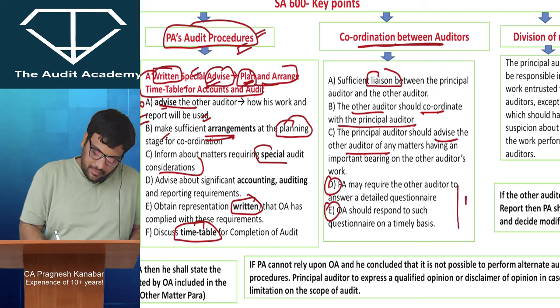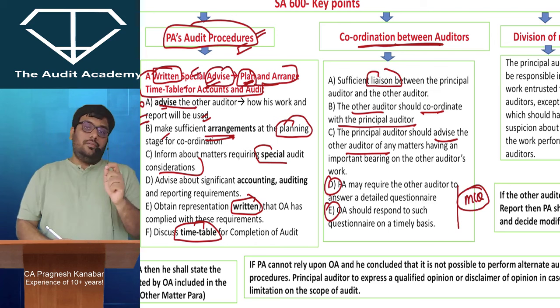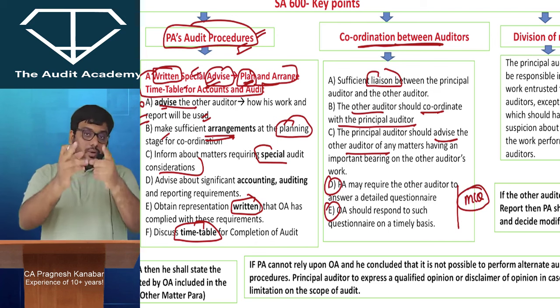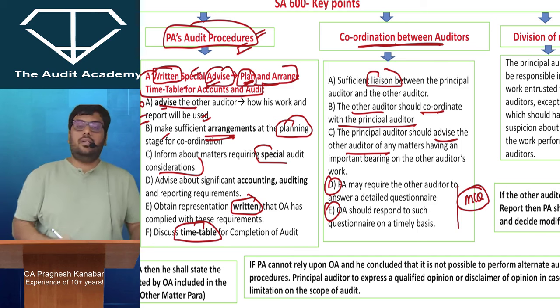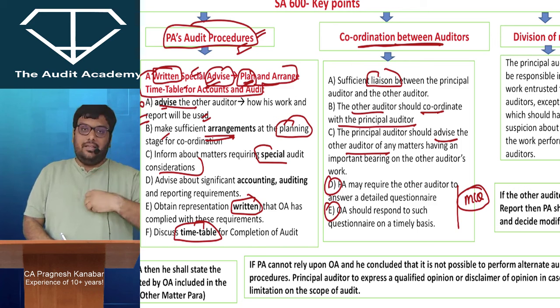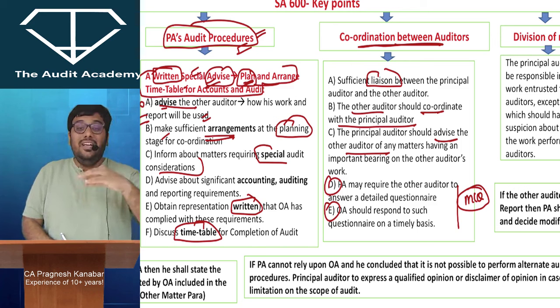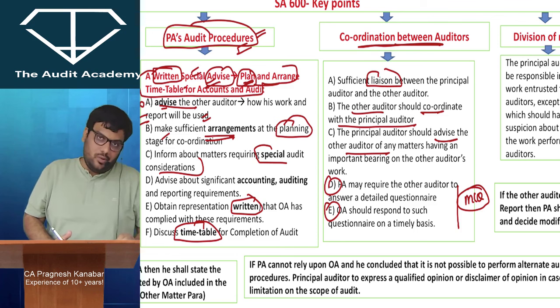D and E points can be proper MCQ or case study based. Boss, if I am the principal auditor and you are the other auditor, be very clear in the character. Then let me be very clear that I can send you a questionnaire consisting of various questions and you please answer that questionnaire.